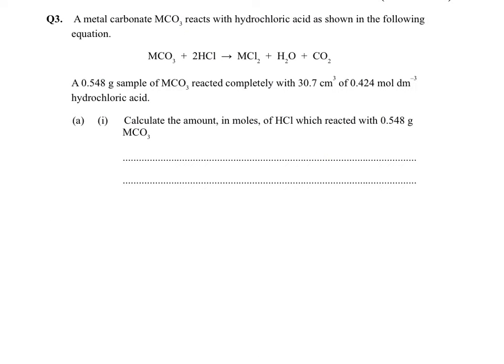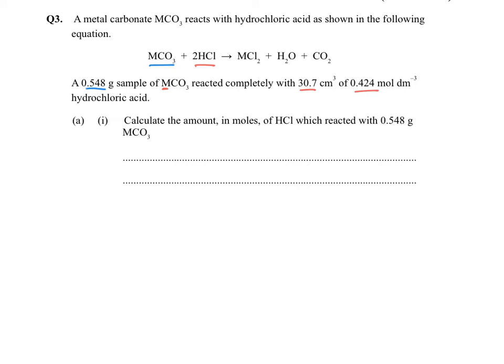A metal carbonate reacts with hydrochloric acid as shown in the following equation. We've been told we've got a sample of the metal carbonate, and we've been given a volume and a concentration of the acid. Now in terms of where we can start with this question, we don't know what M is, so we can't do anything with the mass to start with. The mass is going to come into the question later on.